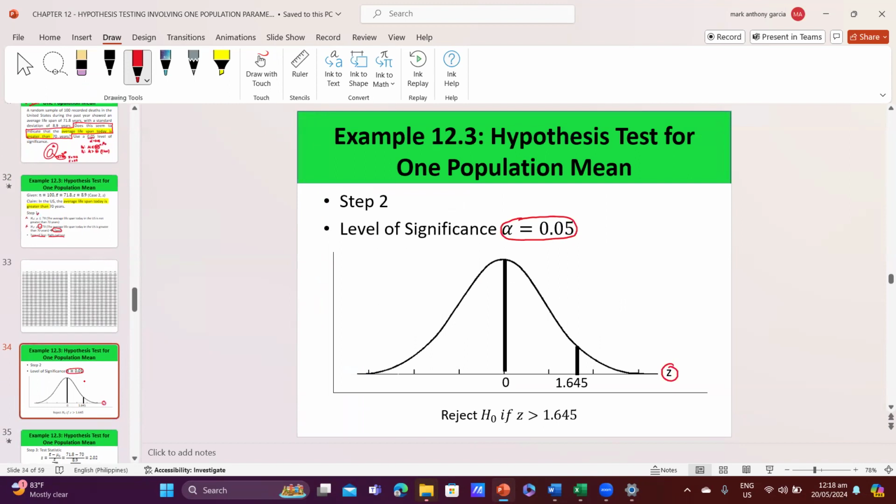So which means that since the test is right tail, we will shade the rightmost part of this z distribution. And then we will get this critical value. So how do we get this critical value? So since the area here at the right side of the critical value is 0.0500, we will get the area to the left side, which is 0.9500. And then we read this from the z table.